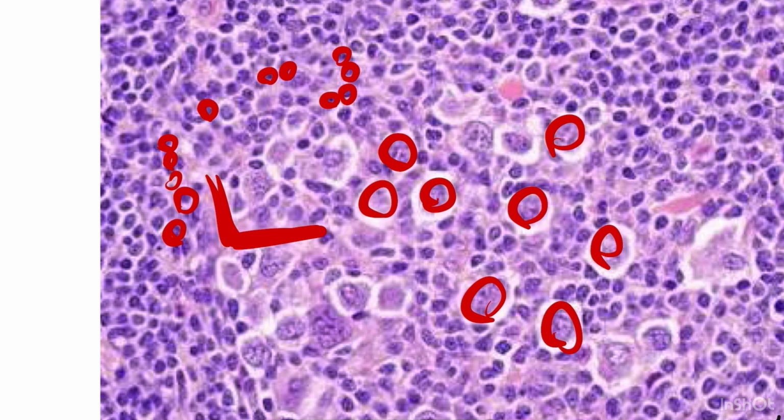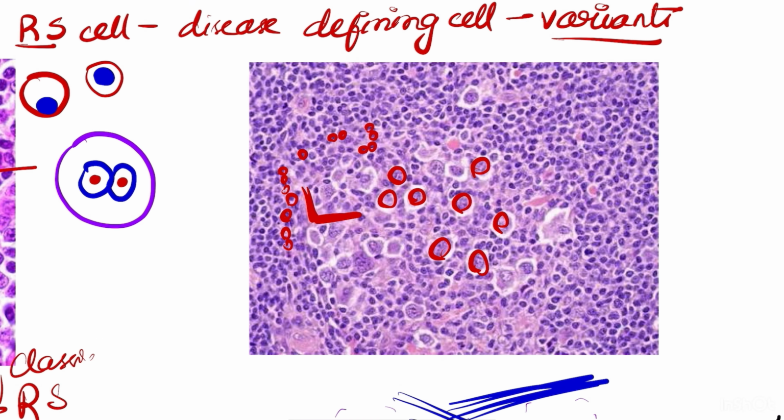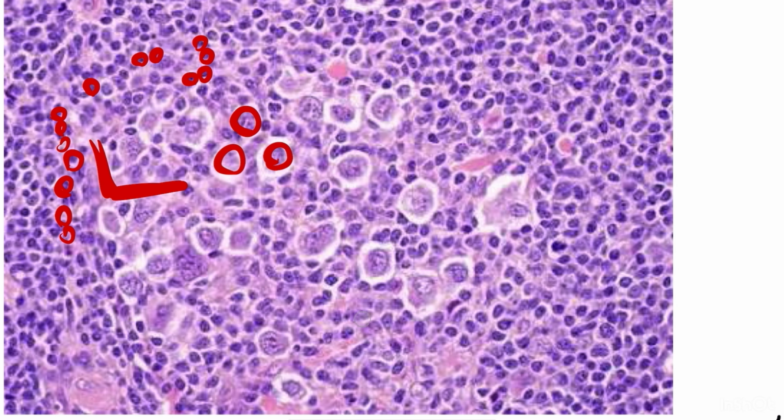These are the lymphocytes. And there is a certain halo around each of these RS cells. RS cell here, and there's a clear halo around it. This clear zone of halo. This clear halo present around the cell. This halo is because of formalin.